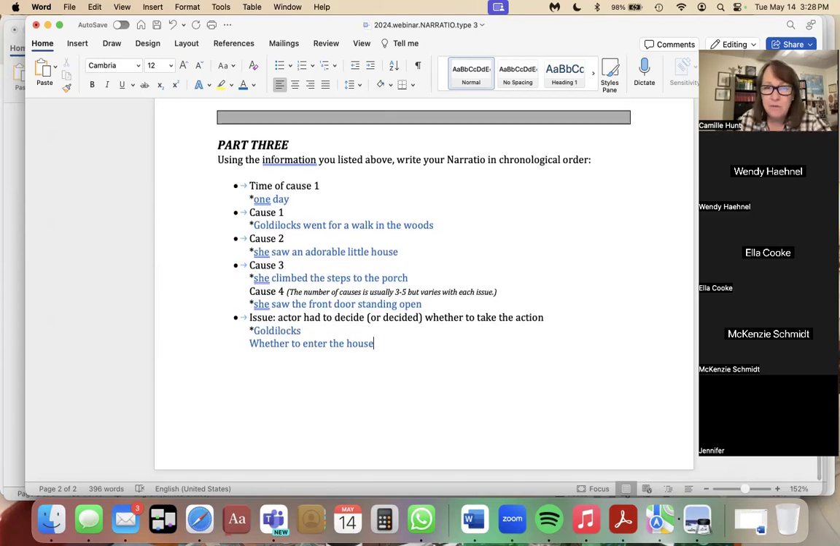So now we have a story. One day, Goldilocks went for a walk in the woods. She saw an adorable little house, so she climbed the steps to the front porch. When she saw the front door standing open, she had to decide whether to enter the house.